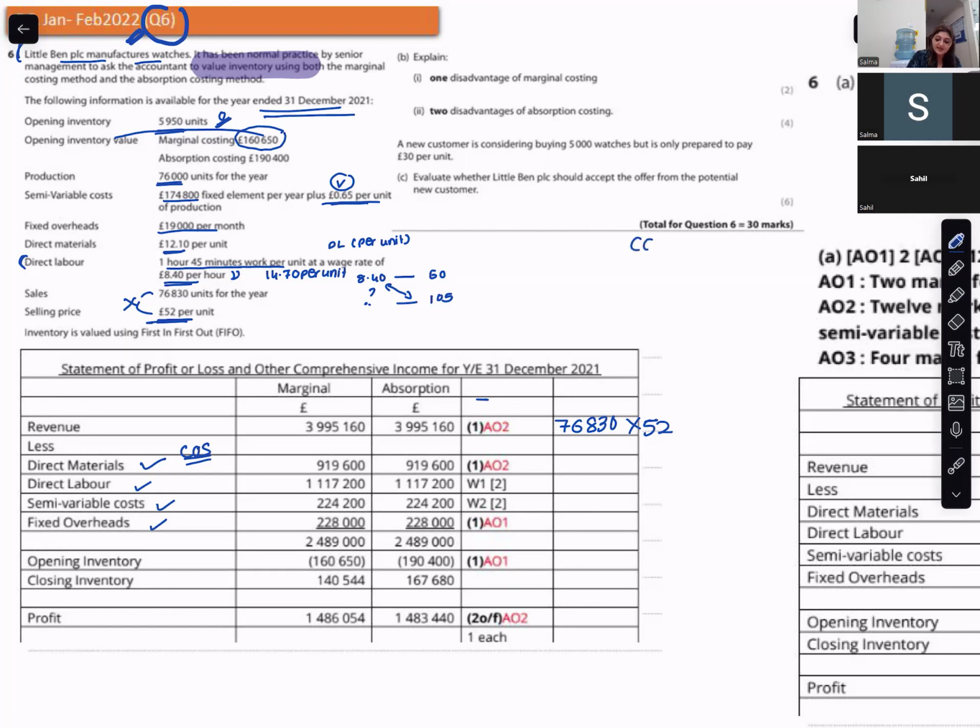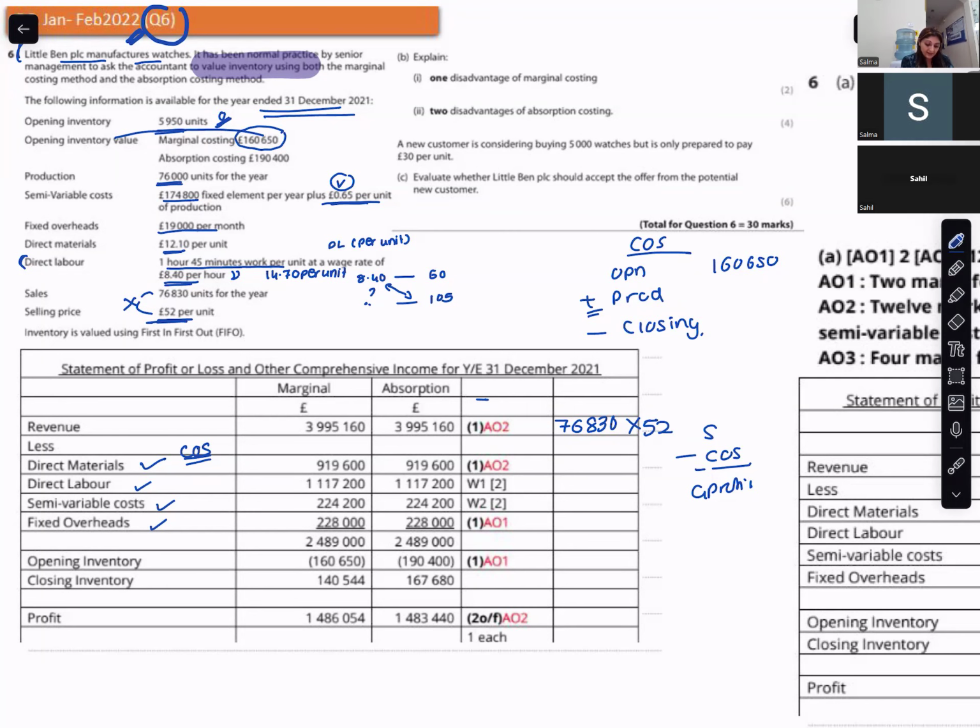Watch. Cost of sales is opening inventory plus production minus closing inventory. Are you with me? Yeah. Okay, fine. So what is your opening inventory? Opening inventory, they've already given you, is 160,650. Are you with me? Yes. Now we are talking about the production. Sales minus the cost of sales will give me the profit, right? Cost of sales is opening inventory plus the production.